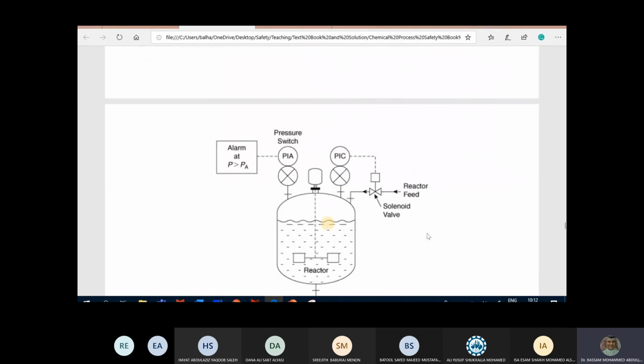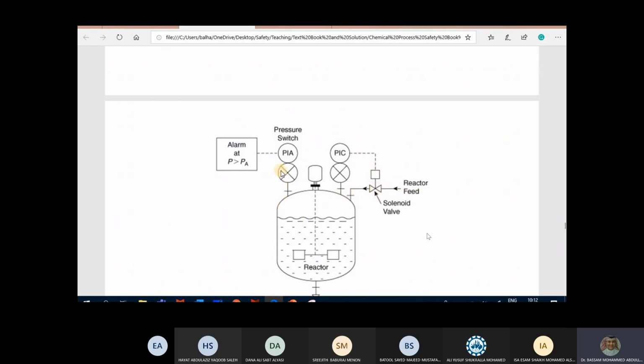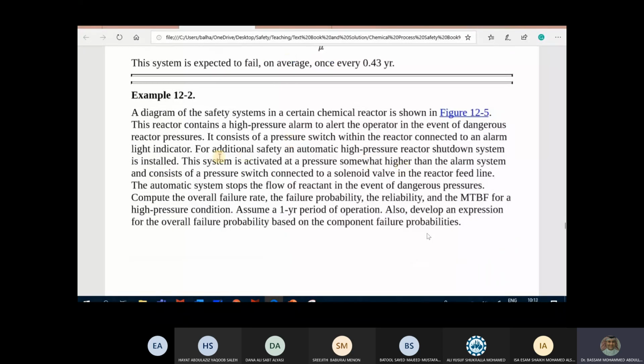In this case, what do we have? We have a diagram, and it's just a reactor. We have a stirrer, of course a chemical reaction, and we have some kind of a switch here, and it's written A. We have an alarm set at a certain pressure value. We have a pressure controller here, indicator of course, and a controller, and we have a solenoid valve sitting here. So what is the reliability of that system that we have here?